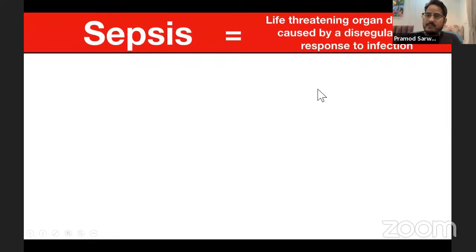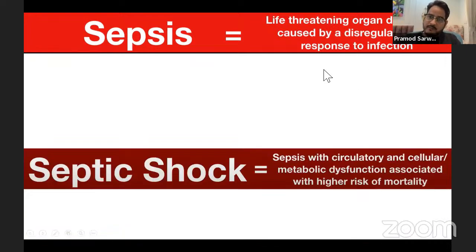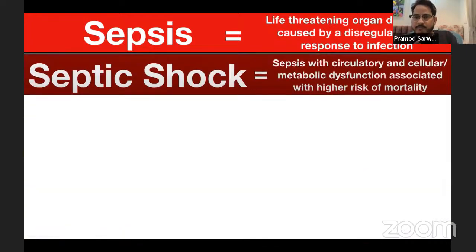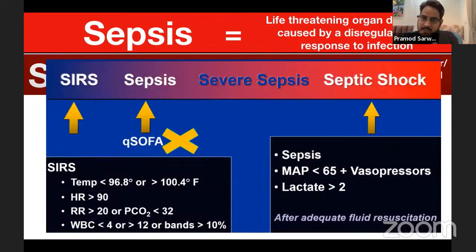Now, if that immune response gets dysregulated, the patient becomes septic. So sepsis is nothing but life-threatening organ dysfunction caused by a dysregulated host response to an infection. When it is associated with circulatory or metabolic dysfunction, it is associated with high mortality. It comes in the septic shock category. So let's see the continuum of sepsis.